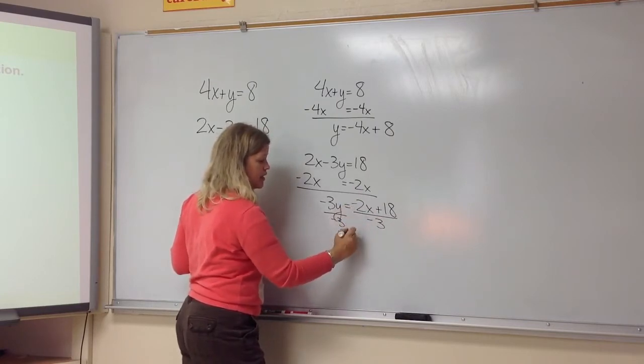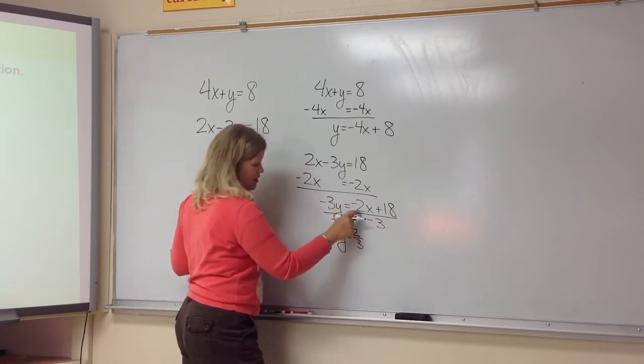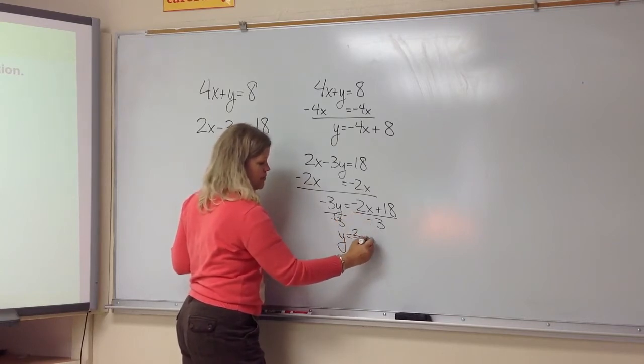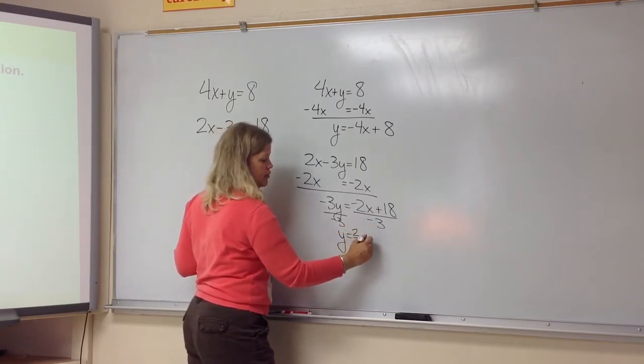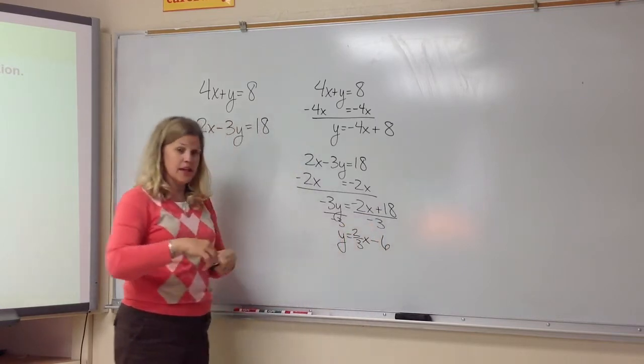So, getting a little more involved. Negative divided by negative is positive. Can't really do anything with the 2 and the 3. Here's a good question. What's positive 18 divided by negative 3? Well, it's negative 6. Okay?